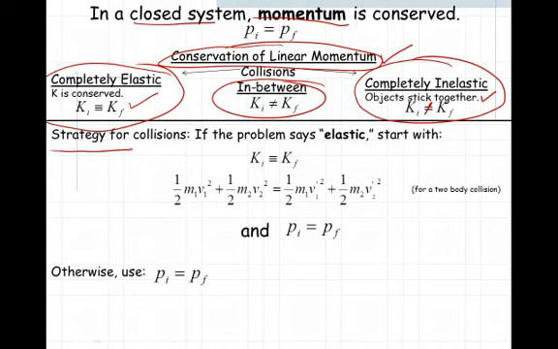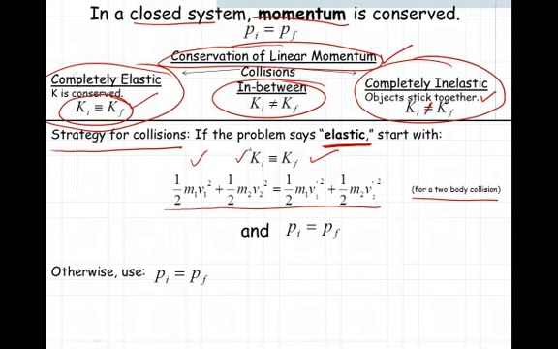Now, the strategy we should use for all collisions is this. First of all, let's look around the problem and see if it says elastic. If it says it's elastic, or that kinetic energy is conserved, then let's start off with this equation, saying that by definition, if it's elastic, the kinetic energy is conserved. If it's a two-body collision, we should plug in the 1/2 mv squared for each of the two bodies and recognize that the kinetic energy of each body before the collision should equal the kinetic energy of each body after the collision.